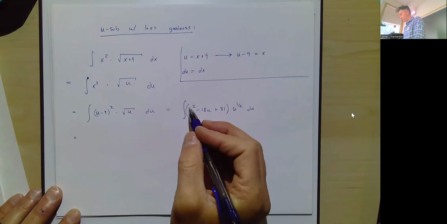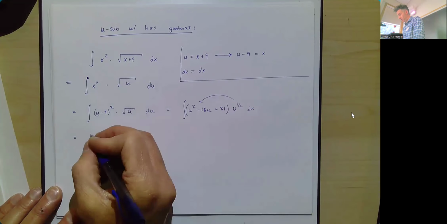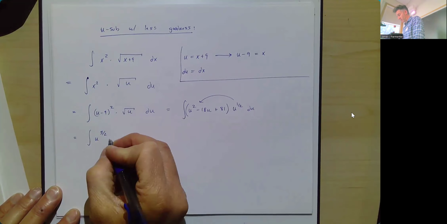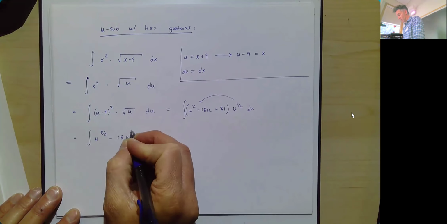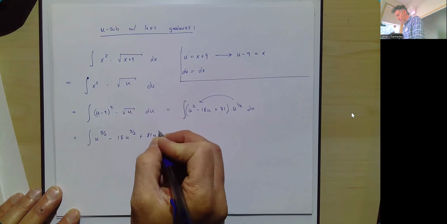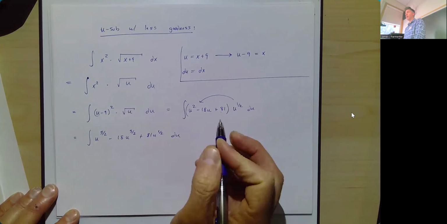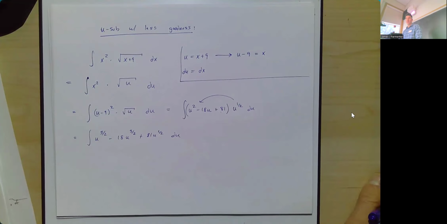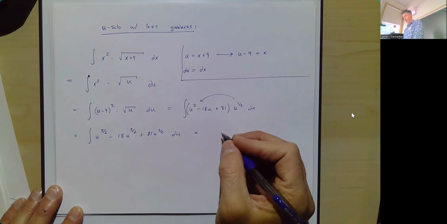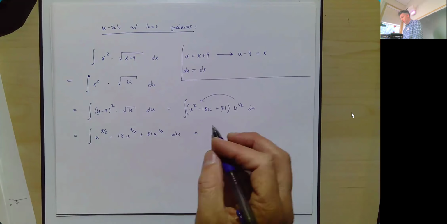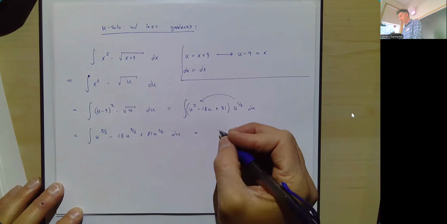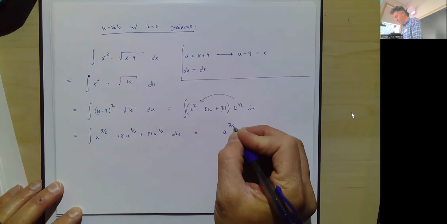So we're going to get u squared times u to the 1/2, which is going to be u to the 5/2. 18u times u to the 1/2 is going to give us 18 times u to the 3/2. And 81 times u to the 1/2 is just 81 times u to the 1/2. And now we're finally in a place where we can find the antiderivative. So antidifferentiating each term, we're just going to add 1 to the power. So we're going to get u to the 5/2 plus 1, which is u to the 5/2 plus 2/2, which is u to the 7/2.